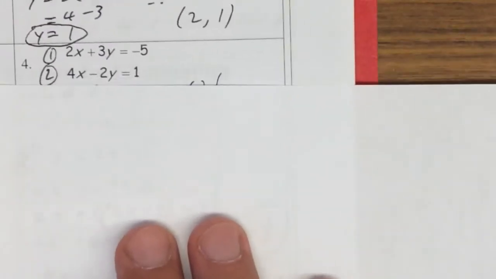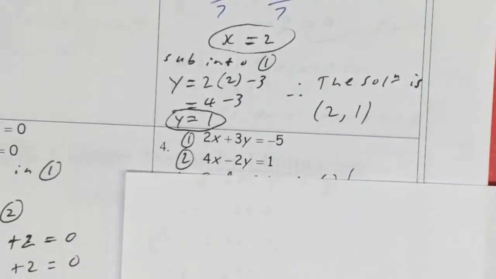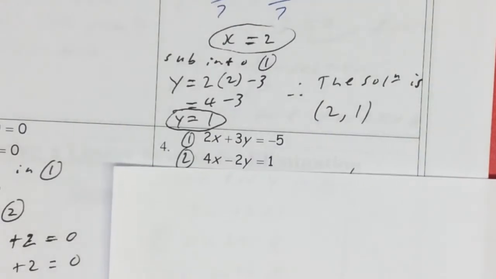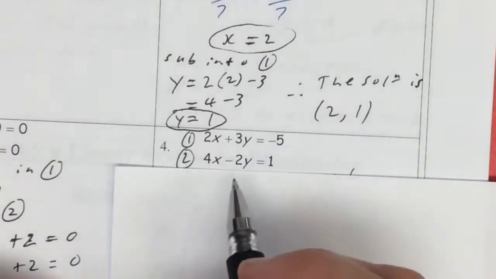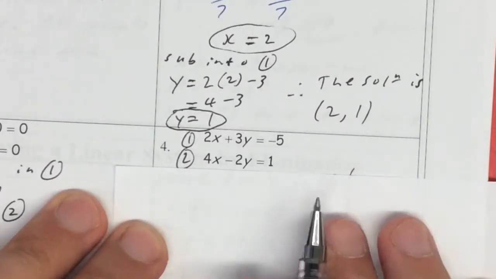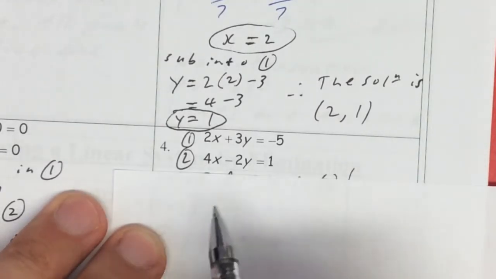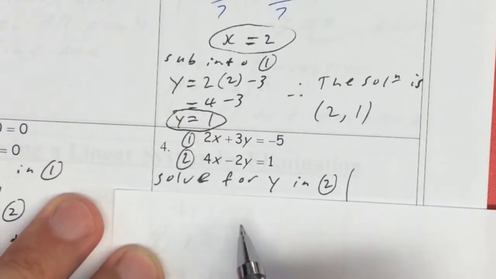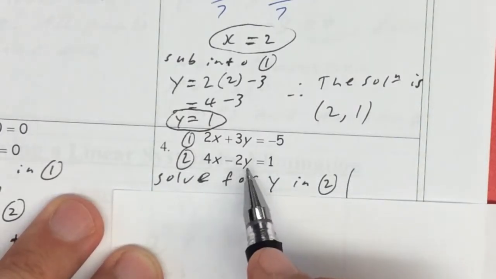Okay, the next example here is this one here. Okay, same sort of thing. It's not in standard form either. You got the constants on the right with the variables on the left. Well, I'm going to solve here. I can solve for a number of things. I'm going to solve for y in 2.